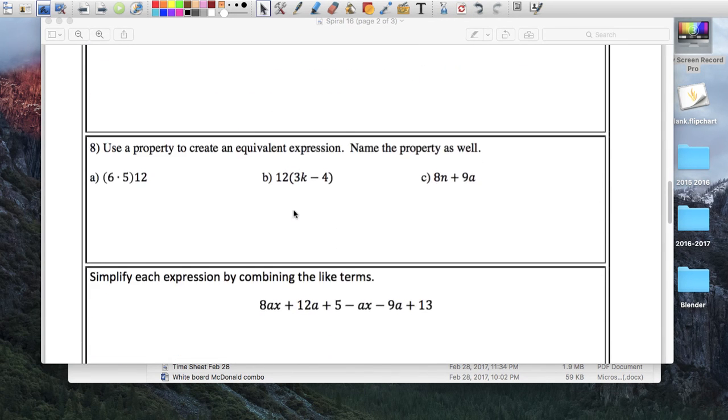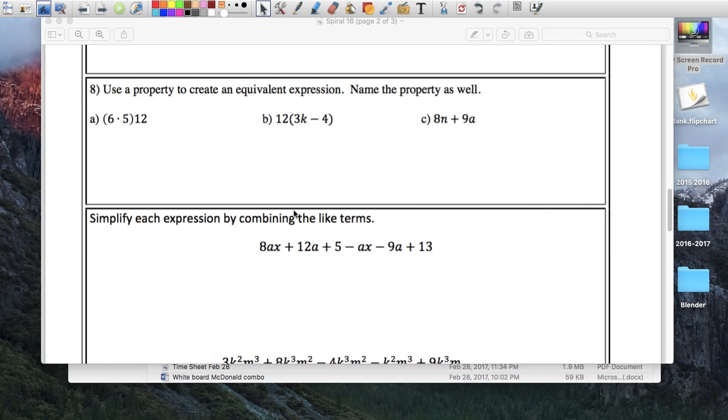Use a property to create an equivalent expression. Name the property as well. Let's see. 6 times 5, parentheses, times 2, remember. So I'm going to create a different expression. Let's see. I can do this. I can move 12 to the front, and I can move this 6 times 5 to the back. So I switch sides. Okay.